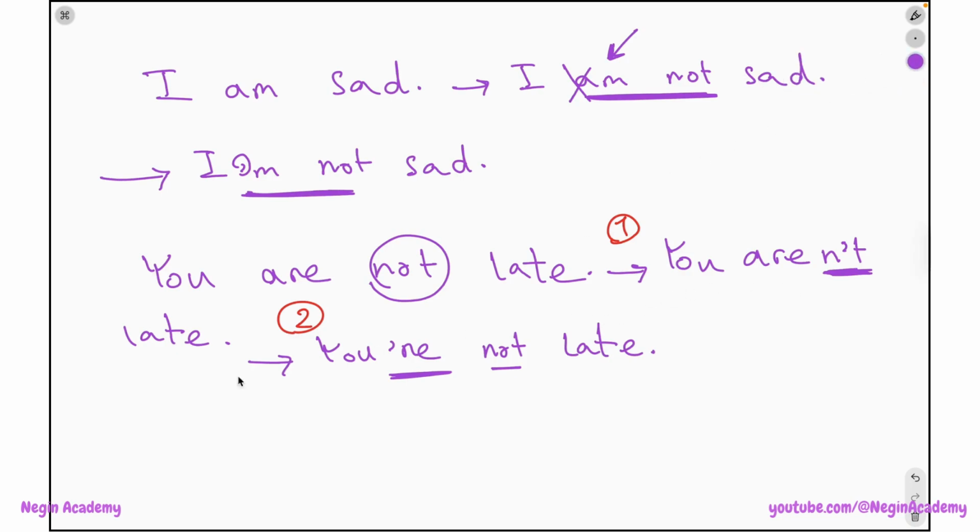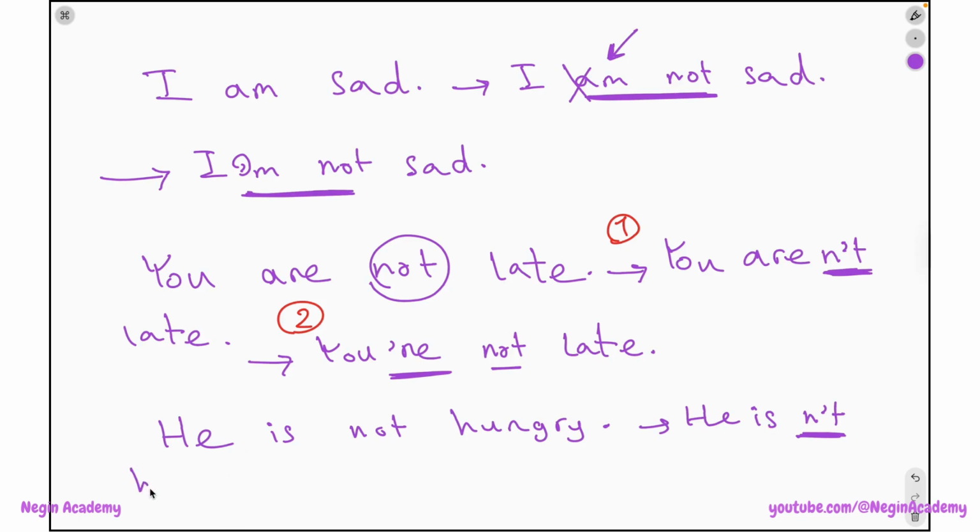So, you aren't late. You are not late. We have another option. For example, he's not hungry. Let's contract it in these two forms. The first one, we are going to contract not. How should we say it? He isn't. Isn't. Pay attention to the pronunciation. He isn't hungry.